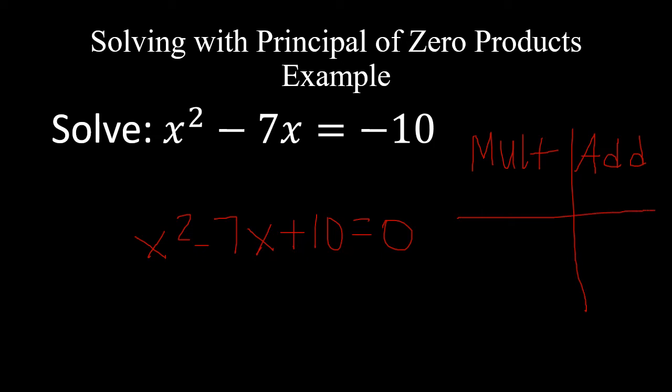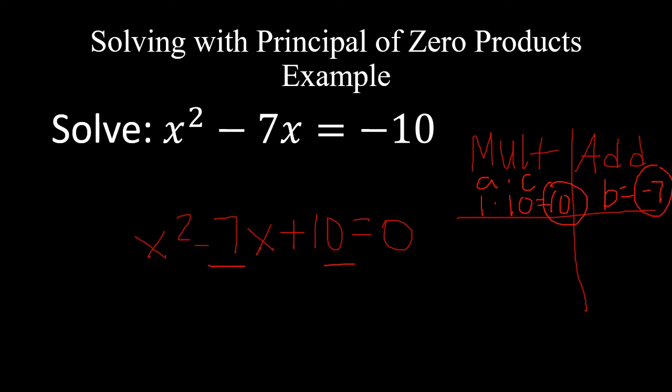Okay. What am I multiplying? I'm multiplying a times c. Here my a is that invisible one, right? So my a is 1. And my c is positive 10. And you know what I'm going to do? I'm going to make some more space here. So I write this a little bit smaller. My a is 1, my c is 10, which gives me 10. Okay, and so I need factors of 10 that add to b, and my b here is negative 7.